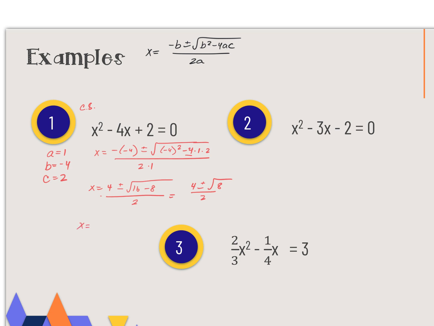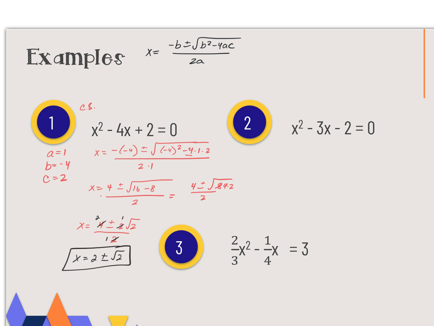Now, again here, I'm going to simplify that radical. The square root of 8 is really the same as the square root of 4 times 2, and I know that the square root of 4 is 2. And so now you're here at this last part, and because 4, 2, and 2 all share the factor of 2, I can simplify. 2 goes into 4 twice, 2 goes into 2 once, and 2 goes into 2 once. And so my final answer is going to be 2 plus or minus the square root of 2.